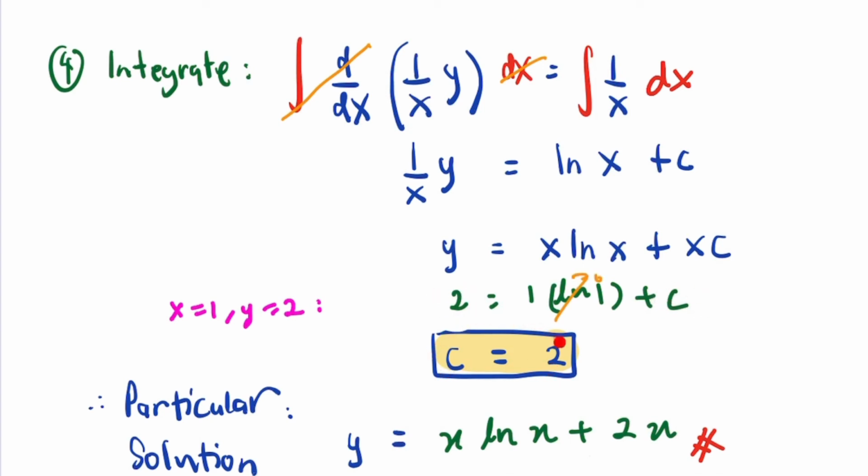And finally, when we have c equal to 2, we can back substitute into our general solution just now. Therefore, our particular solution is y equals x ln x plus 2x. Therefore, this is our final answer.